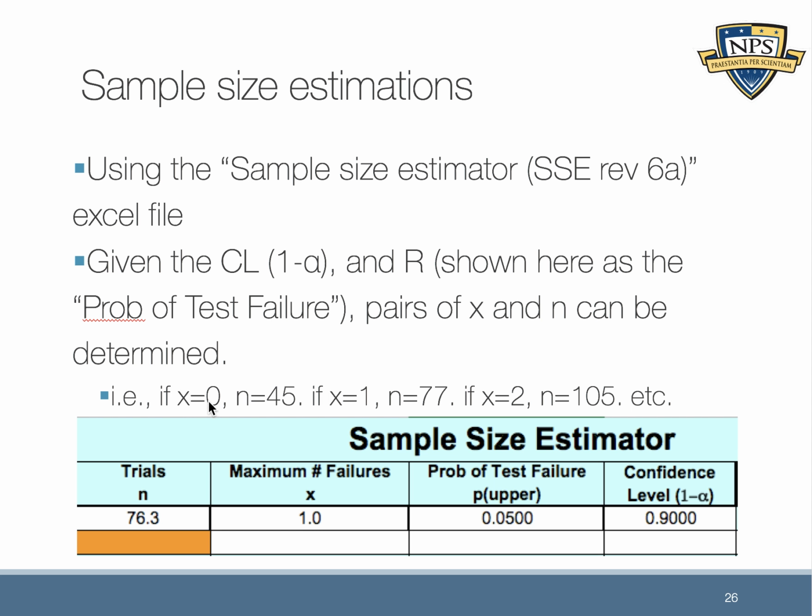So let's say we have 0 failures, we have 45 samples. I'm saying this a little bit wrong. So assuming we have a confidence level of 0.9 and a probability of failure of 0.05, so we're looking at 95% reliability. What are the combinations of allowable failures and samples, right? So it's 0 and 45, 1 and 77, 2 and 105, so on and so forth, right?